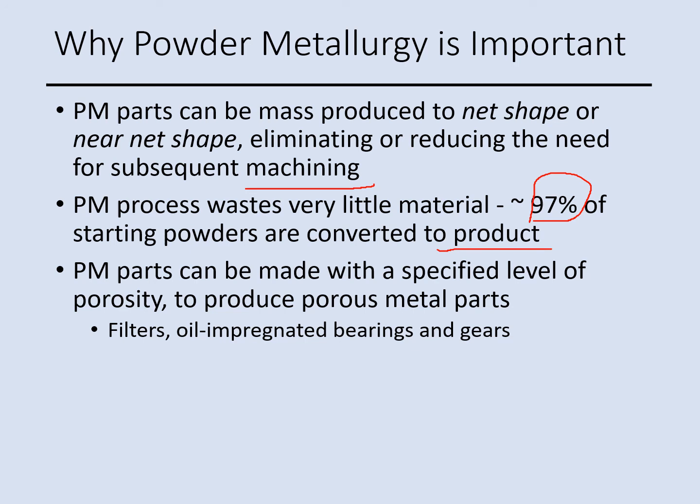The third advantage is that a PM part can be made with a specified level of porosity. So we have one part, and we know how much porosity that part has. We can manipulate the level of that porosity to produce a porous metal part, which we can use for filters and other applications.